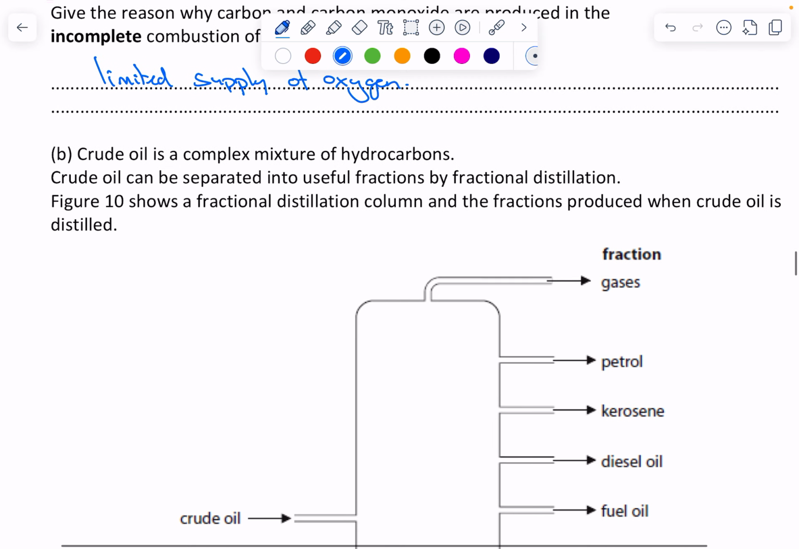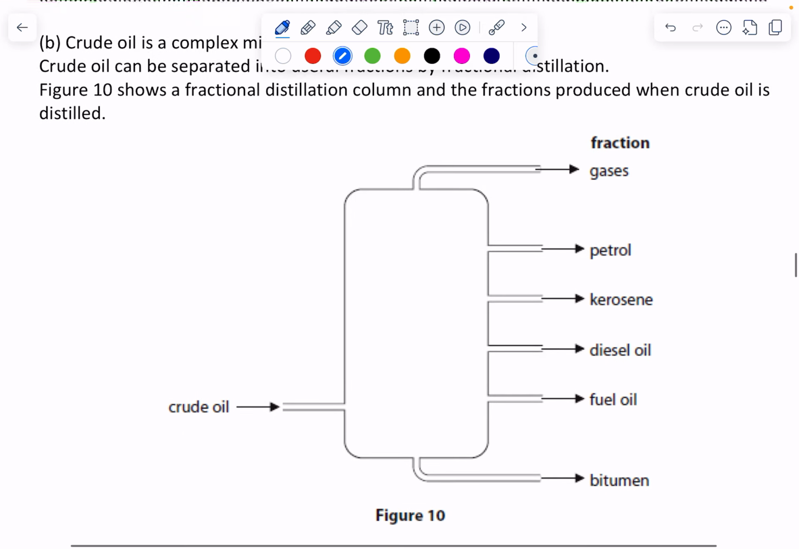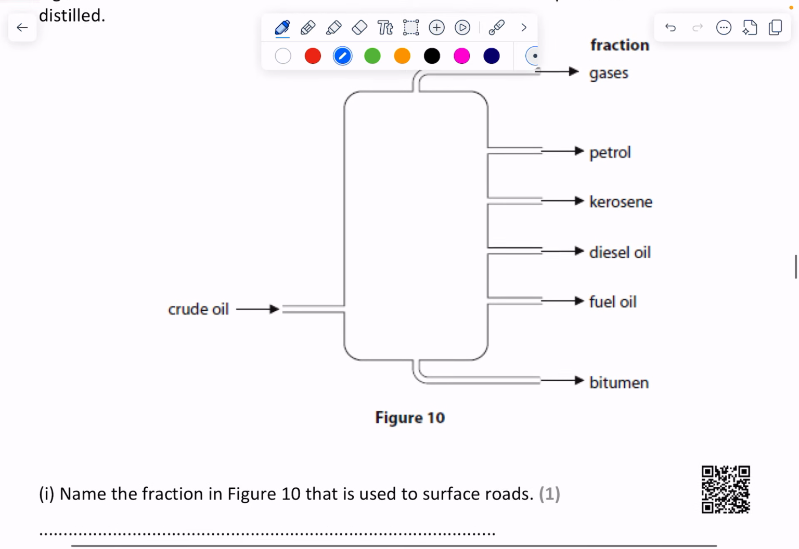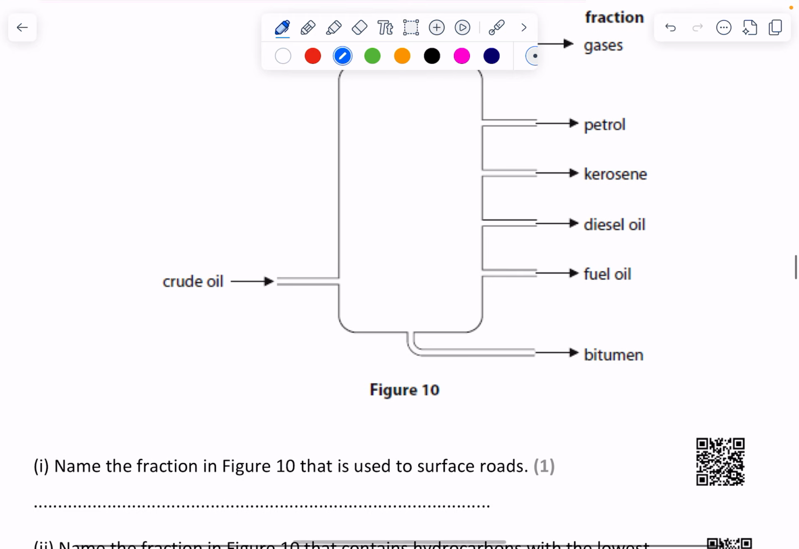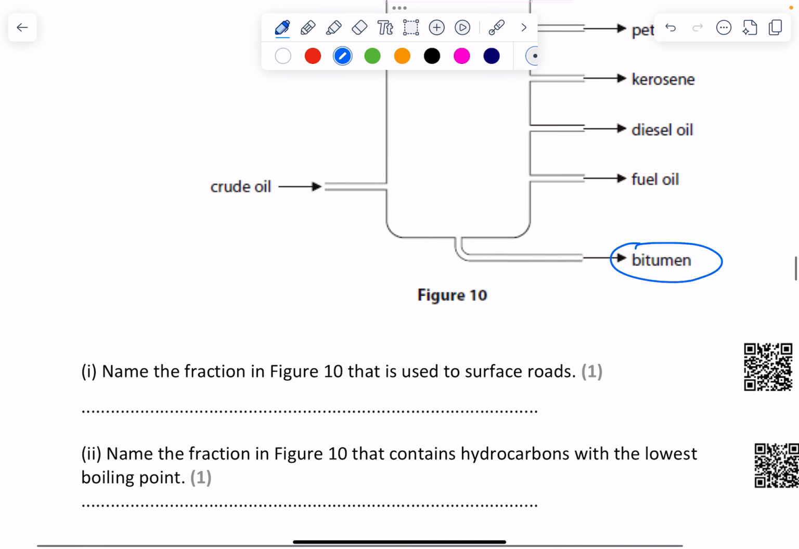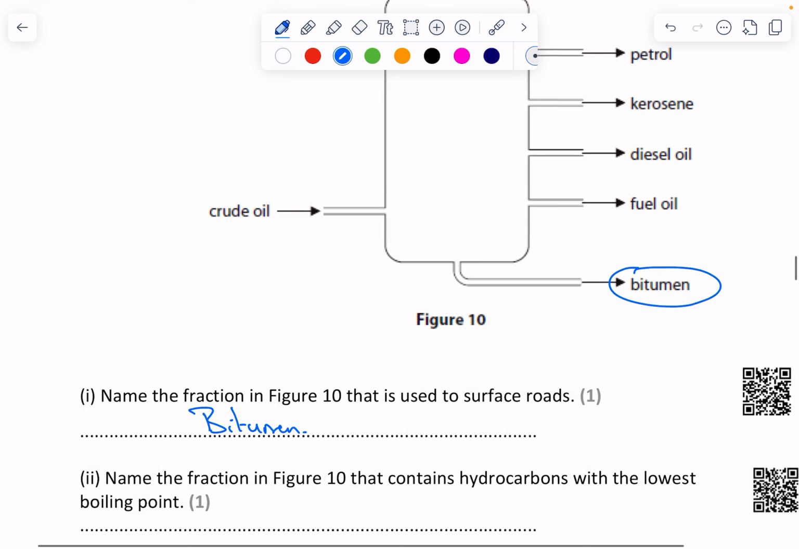So then we're told that crude oil is a mixture of hydrocarbons and it can be separated into useful fractions by fractional distillation. So here's my diagram. Name the fraction in figure 10 that is used to surface roads. So the one for road surface is bitumen. That's a waterproof layer.